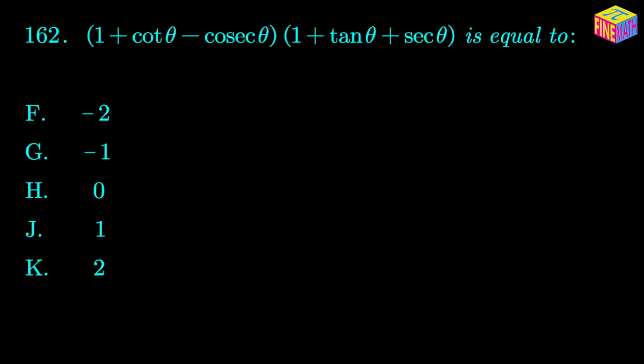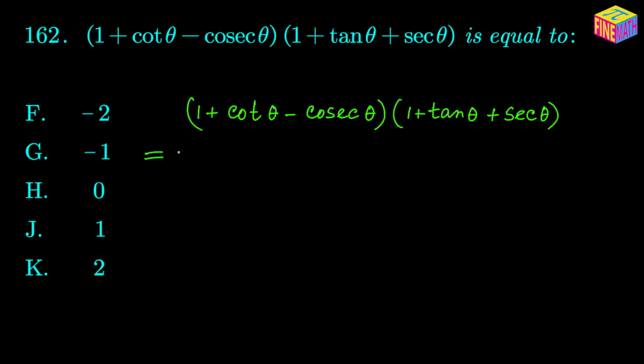So our expression is like this. Let me first write it down: 1 plus cotangent of theta minus cosecant of theta multiplied by 1 plus tangent of theta plus secant of theta. Now can we write it like this? We are now going to write them in terms of sine theta and cosine of theta.